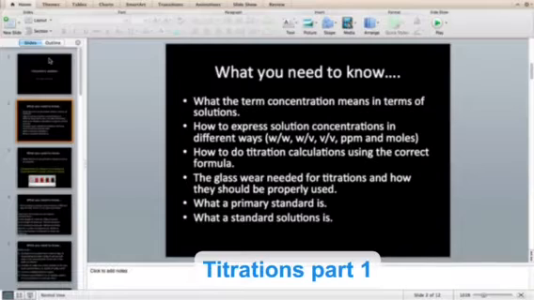So the formula that VA by MA all over NA, okay, is equal to, you know the one I mean. The glassware needed for titrations and how we treat them, what a primary standard is, what a standard solution is, and the little key features to look out for when you're practicing these titration calculations.